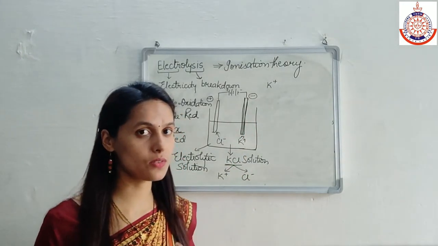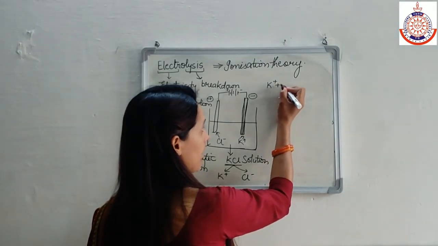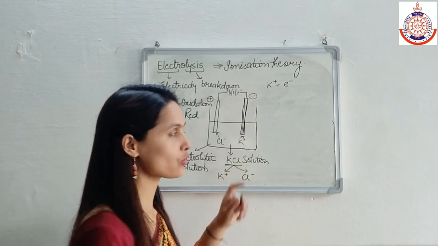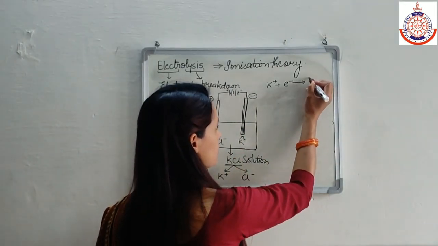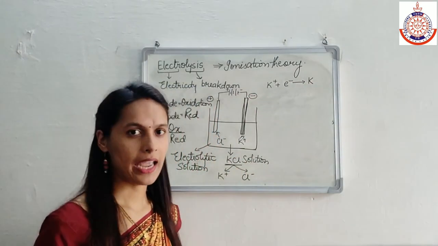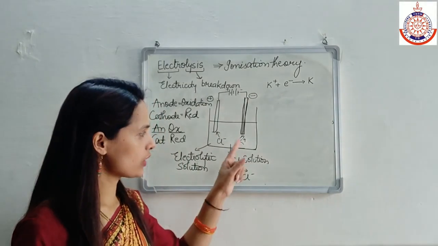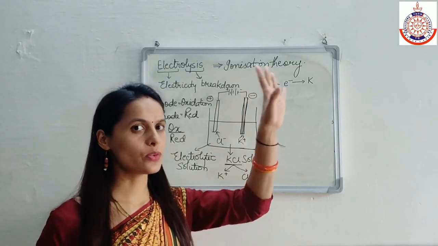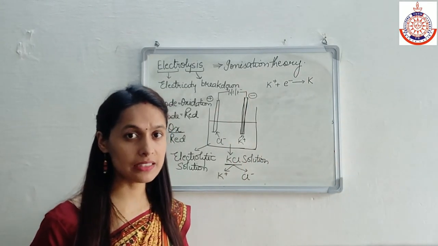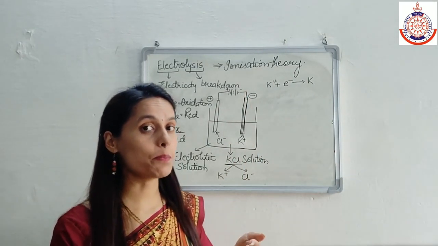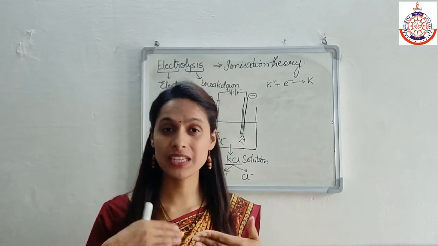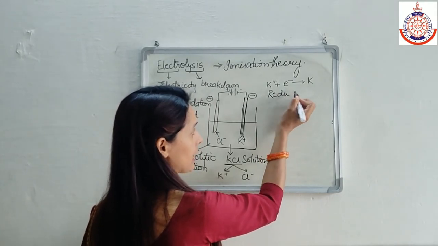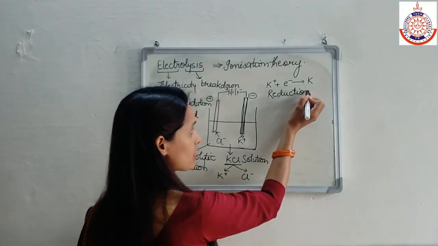As soon as K positive reaches this electrode, what does it do? K positive attracts one electron from the negative terminal electrode and gets converted into K. So K positive gains one electron from this electrode and gets converted into a neutral species.